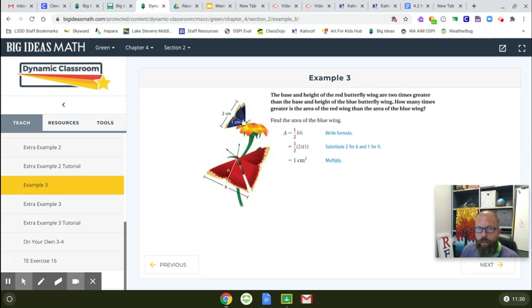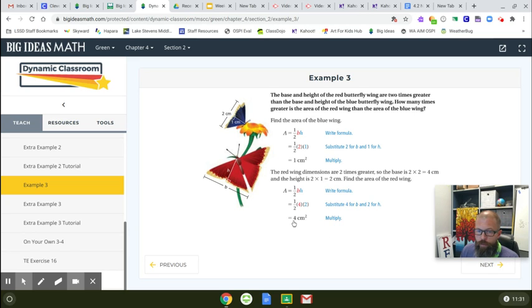Okay, so now we know that this is 1. The red wing dimensions are 2 times greater. So 2 times 2 is 4, and 2 times 1 is 2. So we know that the dimensions of this are 4 and 2. Now we need to find the area of the red by multiplying 4 times 2. We're going to plug in 4 for the base and 2 for the height. That gives us 8. Divided by 2 or times 1/2 gives us 4 centimeters squared.